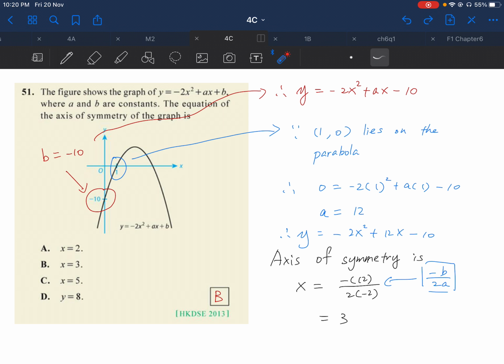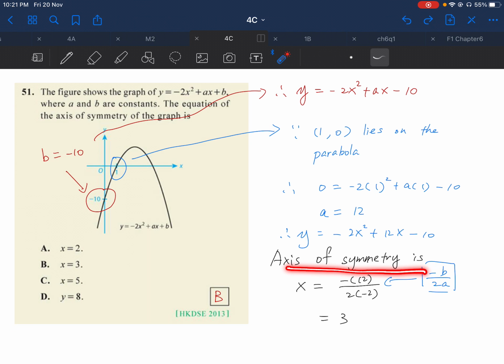For 52, we're given this graph, so we have this equation. The y-intercept is -10, that means b is -10. So we have this equation, and then we have this point. This point means (1, 0). Since it lies on the parabola, we can put it into the function, and after solving, we find out a is 12. So we have every number we need.